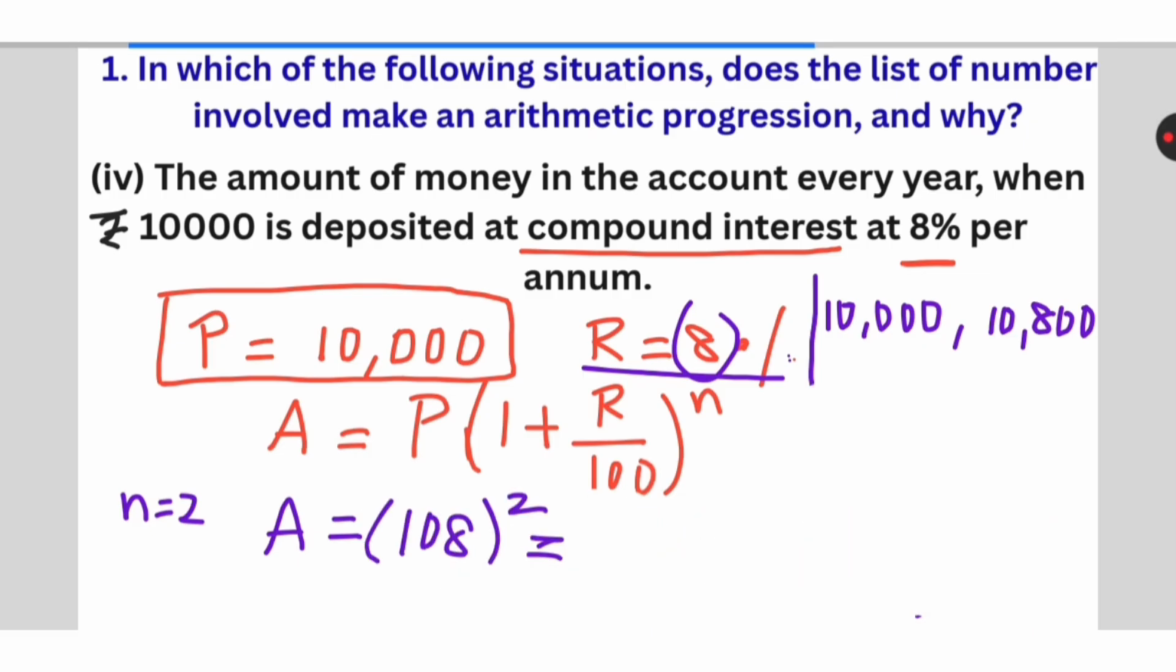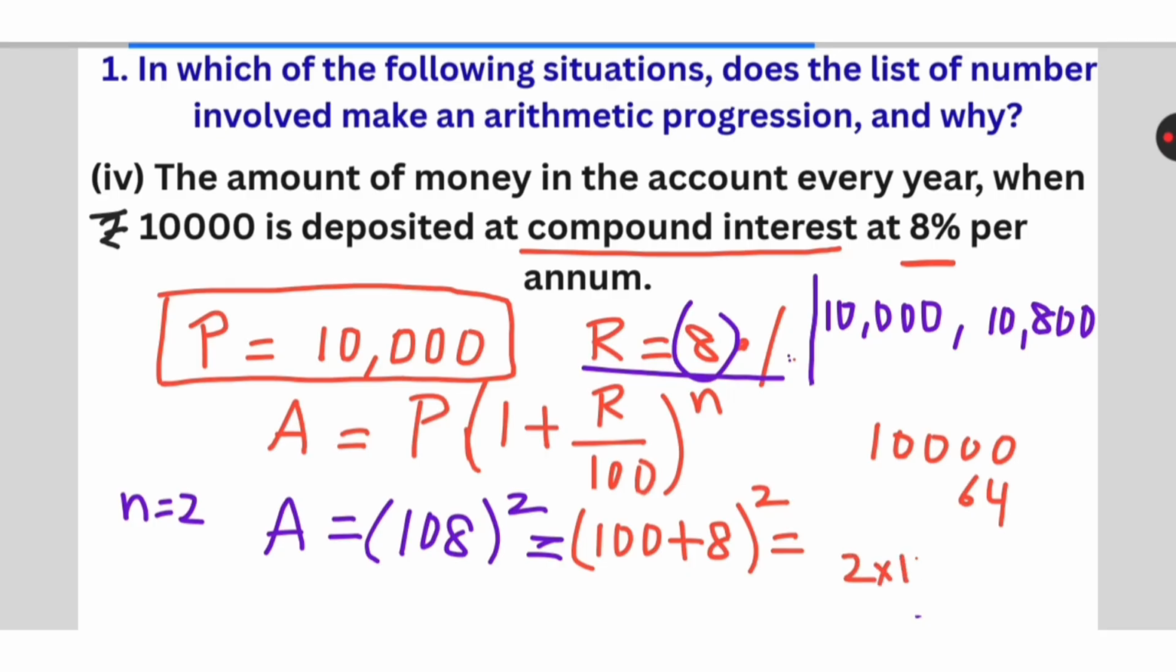This 108 we can write as 100 plus 8. So now it is in the form of (a plus b) whole squared. So what is the formula for (a plus b) whole squared? a squared plus b squared plus 2ab. That is, a squared is 100 squared, 10,000. Then you have to do b squared, which is 8 squared, that is 64. Then you have to do 2ab, that is 2 eights are 16. 16 times 100, which gives 1,600. Now you have to write 1,600 and now add all these. So we are going to get 11,664. So the third term is going to be 11,664.